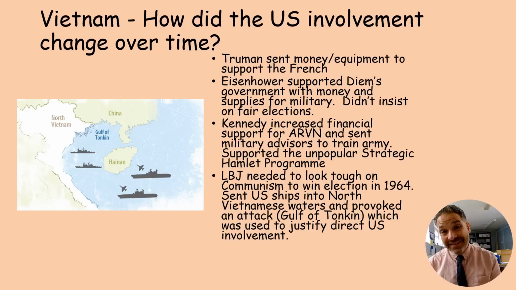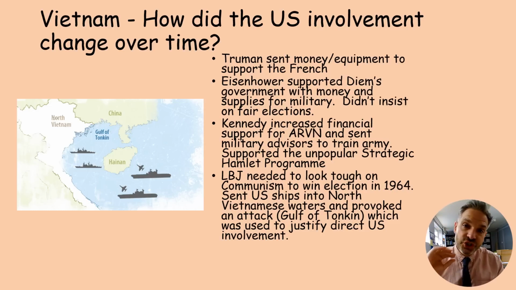Now, Kennedy is assassinated, and Lyndon Baines Johnson, who is his deputy, needs to win an election in a period of time when there's a lot of talk of looking tough on communists in America. And Lyndon Baines Johnson knows that in order to win the election, he's going to have to do something which makes him look tough on communism, because his Republican opponent is taunting him and saying he's not. And so Vietnam provides him with the opportunity to do that. So what does he do?